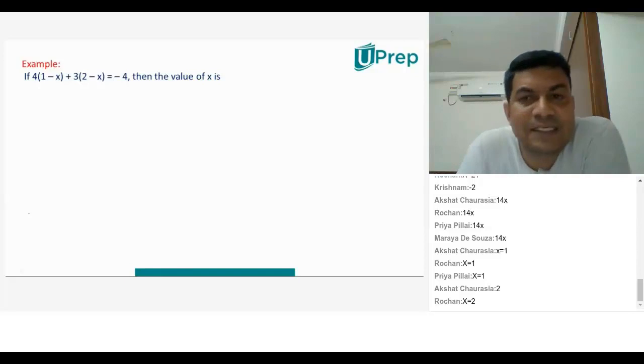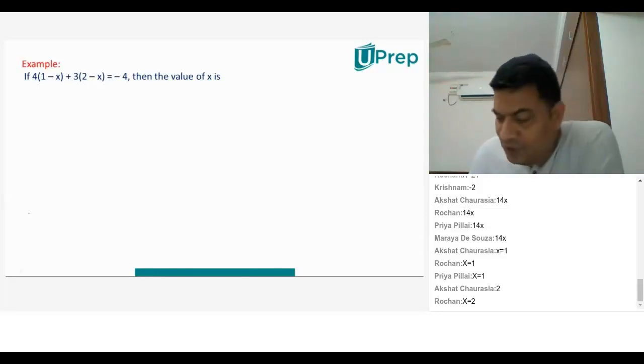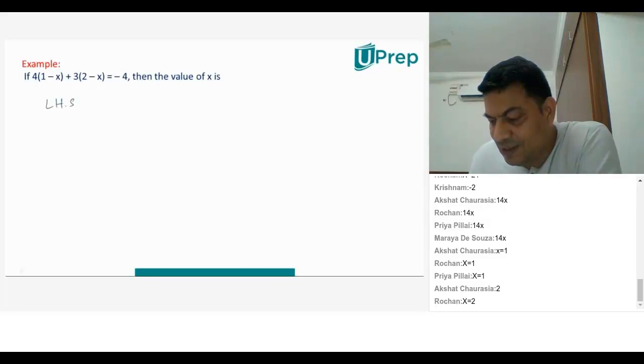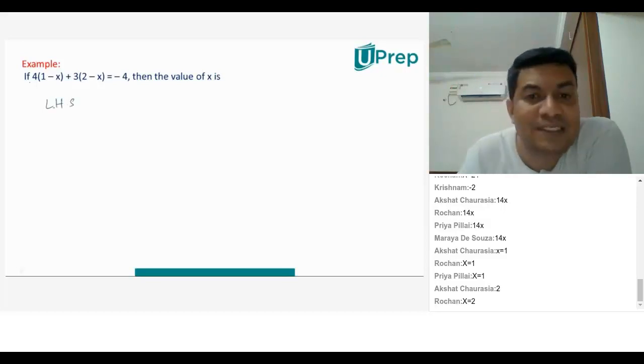Yes, I think it's the right answer. I just checked that LHS is equal to RHS. I cross-verified and verified that the value x is equal to 2. When I put x is equal to 2 in this, what is LHS? LHS is nothing but left-hand side.